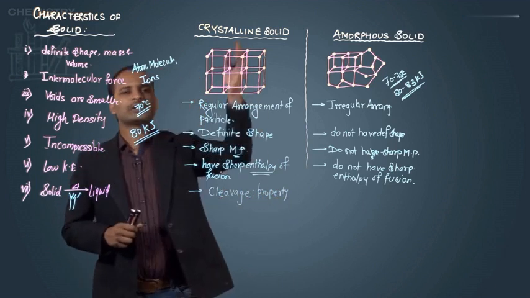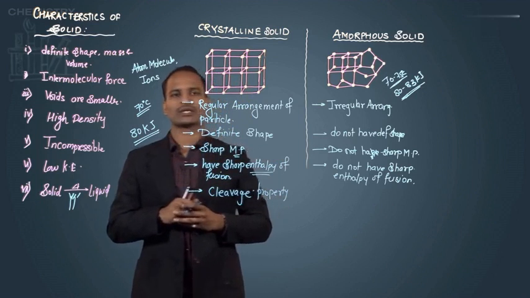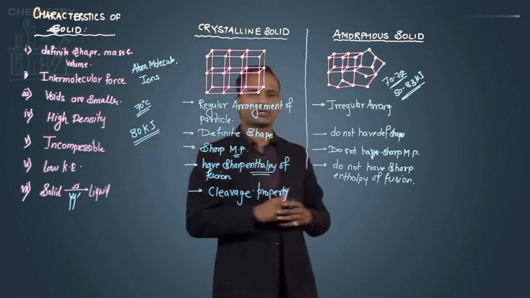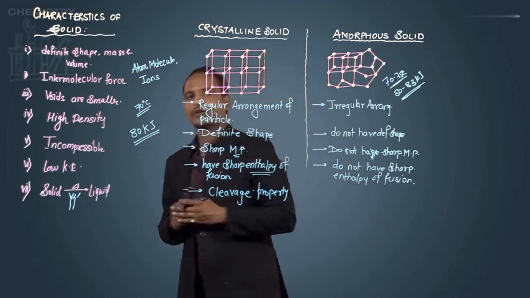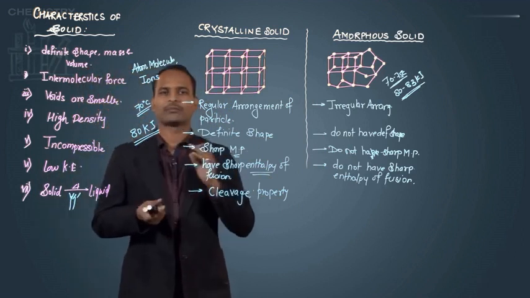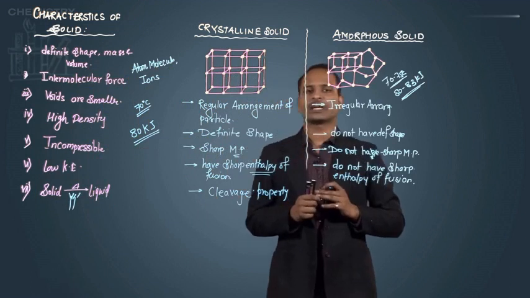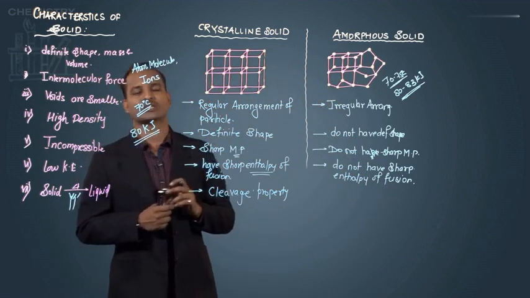Now, on cutting a crystalline solid, we get a smooth surface. While in the case of amorphous solid, when they are cut, instead of getting a smooth surface, we get a rough surface. For example, suppose I am cutting a block of iron. When the iron block is cut, the new surface we get is a smooth surface, because iron is a metal and a metal is a type of crystalline solid.